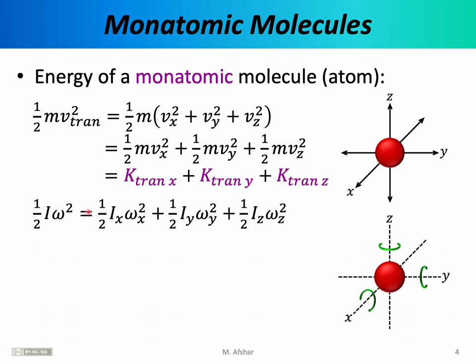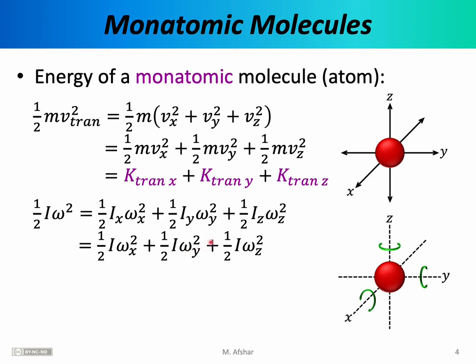So when we break up this energy into three pieces, we should be careful to talk about the x component of angular velocity and the x component of moment of inertia. Now, since we're modeling the atoms as spheres, it turns out I sub x, I sub y, and I sub z in this context are equal to each other, so we can replace all of them with simply I.